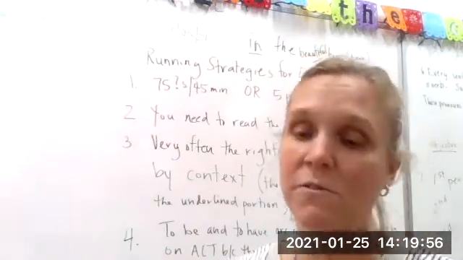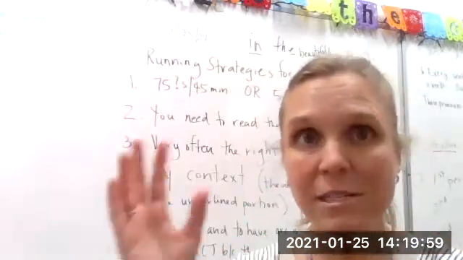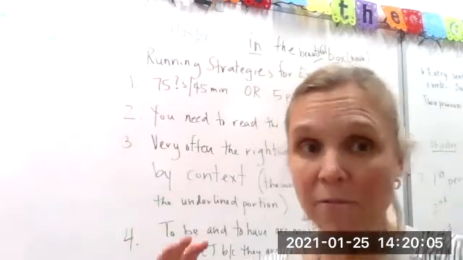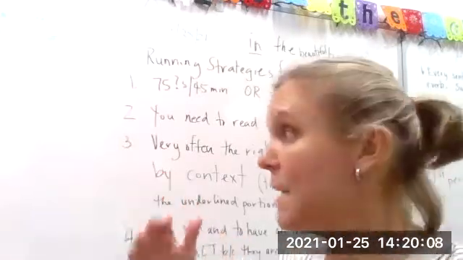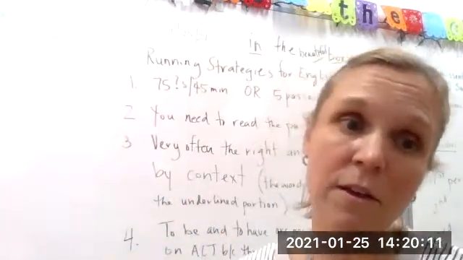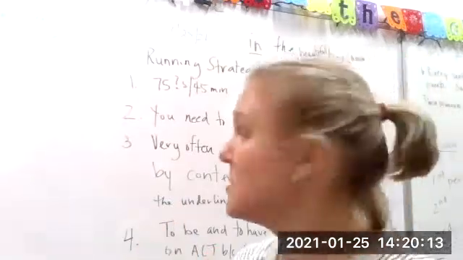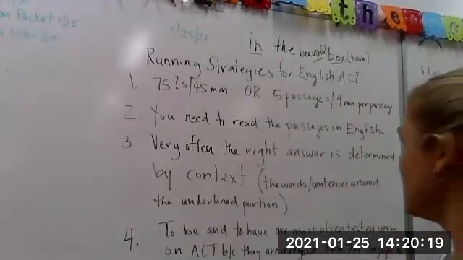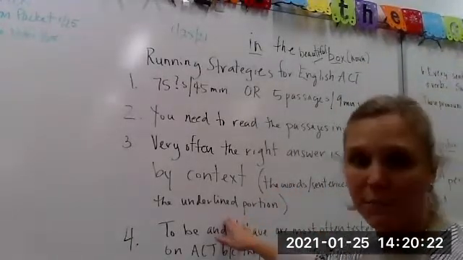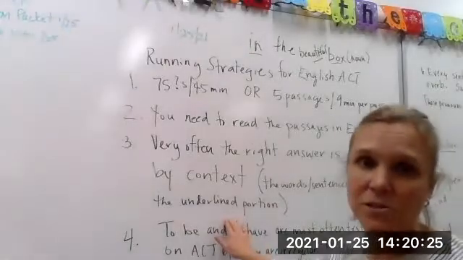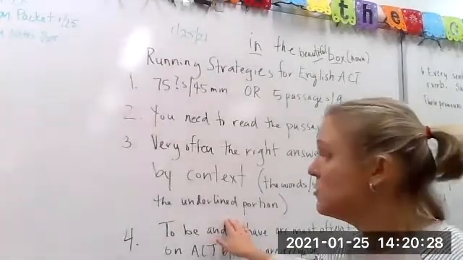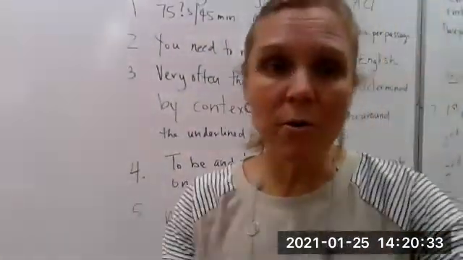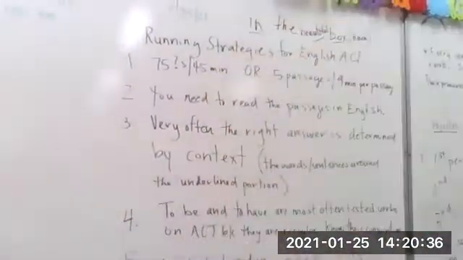So the underlined portion is a verb. You may need to go and look and read the sentences around that underlined portion and see, are the other verbs in present tense or past tense? Are they talking about future events? Are they talking about past events? And then you need to find the right answer, the verb that matches that tense. So number 3 says very often the right answer is determined by context. Context means the words, sentences around the underlined portion. So you really should read the English passages. They are a lot shorter than the reading passages, so you should be able to do that in plenty of time.